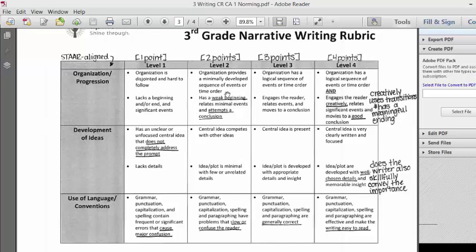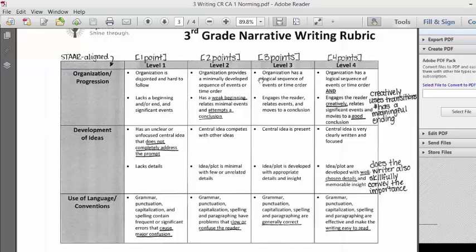The next one down here is that it maybe has like a weak beginning, so it doesn't start with that really strong hook that makes you want to keep reading. As we get to level 3 and 4, this is where you should see some of the progression of the ideas in the story really start taking shape.